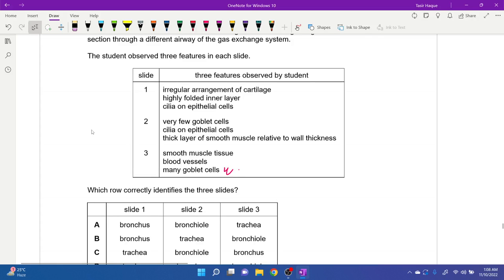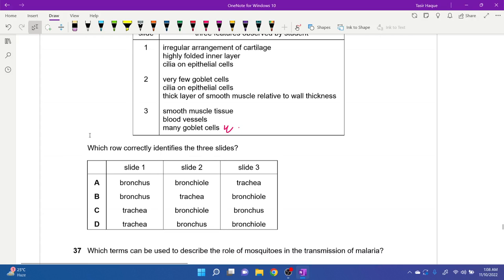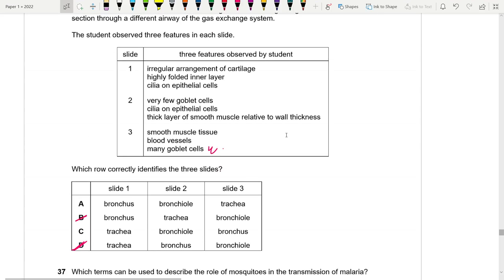Many goblet cells. 3 is likely to be trachea or bronchi. It can't be bronchiole. Understood? It has to be trachea or bronchus. Next, very few goblet cells. Goblet cells are only present on the trachea and bronchus. But here's the thing. Very few goblet cells, like in the initial part of the bronchiole, which is just after the bronchus, few goblet cells may be present. Very few, right?